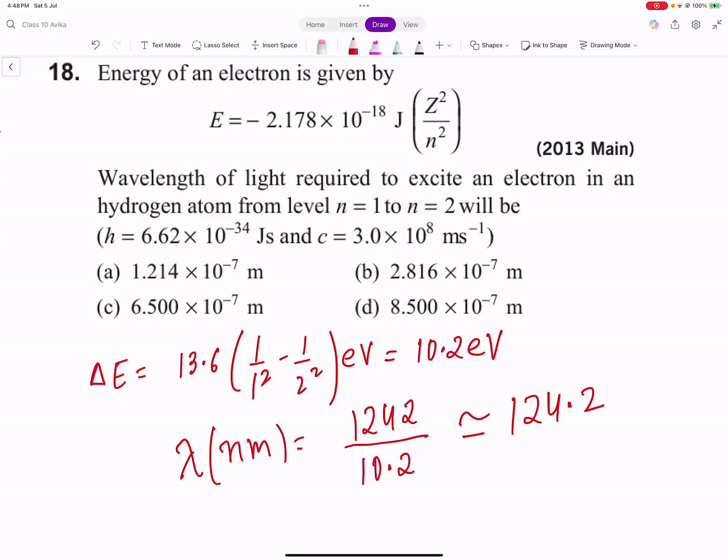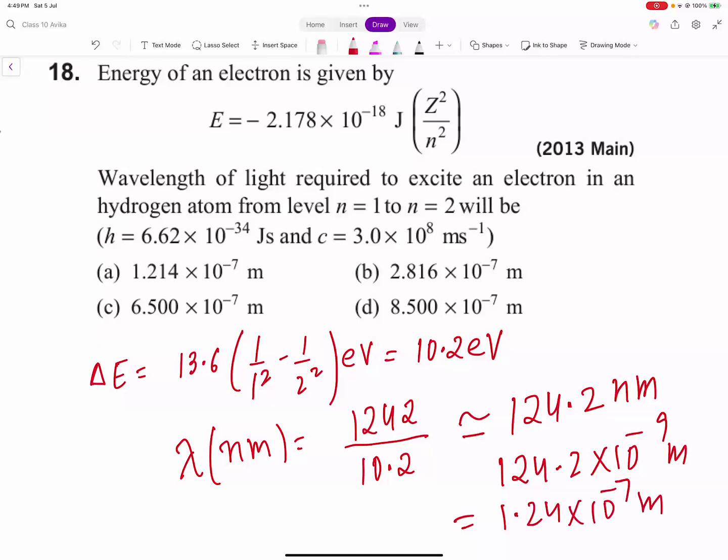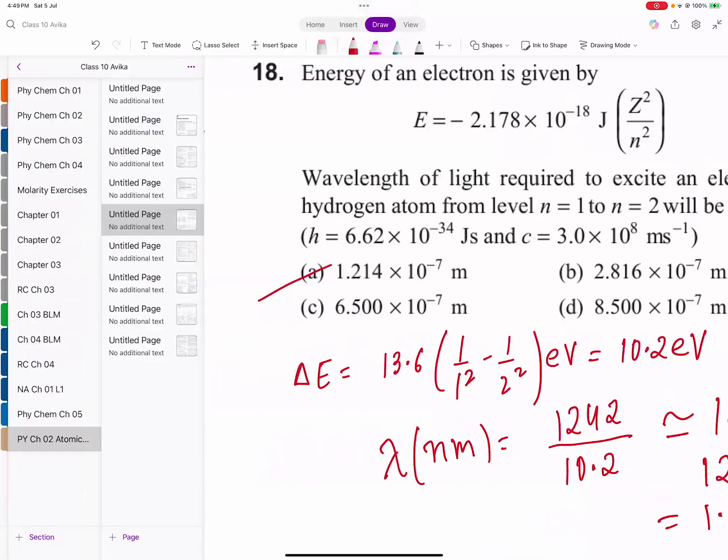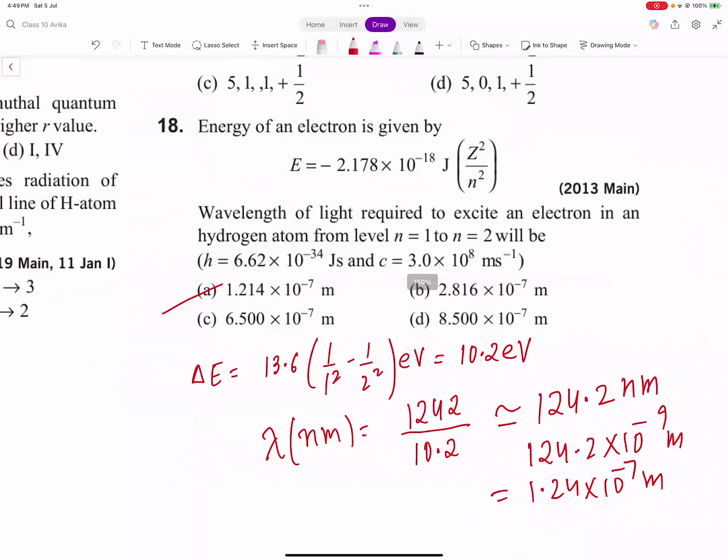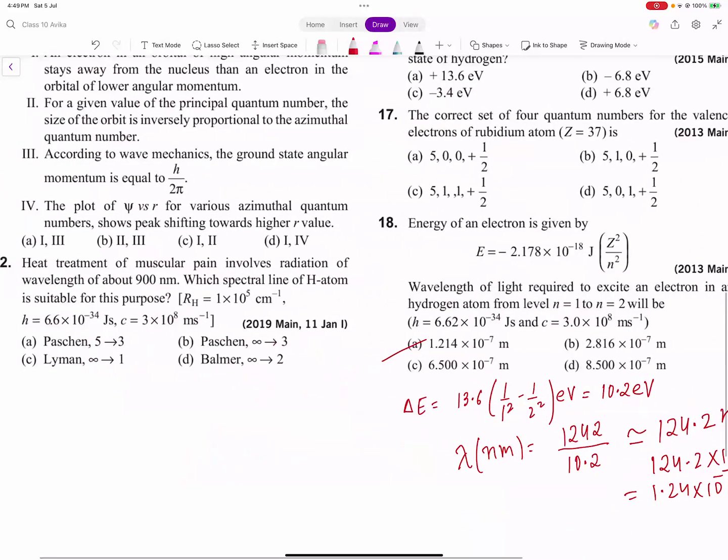Which is close, and this is in nanometer, so it means into 10 to the power minus 9 meter. This means 1.24 into 10 to the power minus 7 meter, which is the closest. You don't have to calculate even, because the options are given, you just go to the closest. The key point is we are not supposed to calculate here. That is the game.